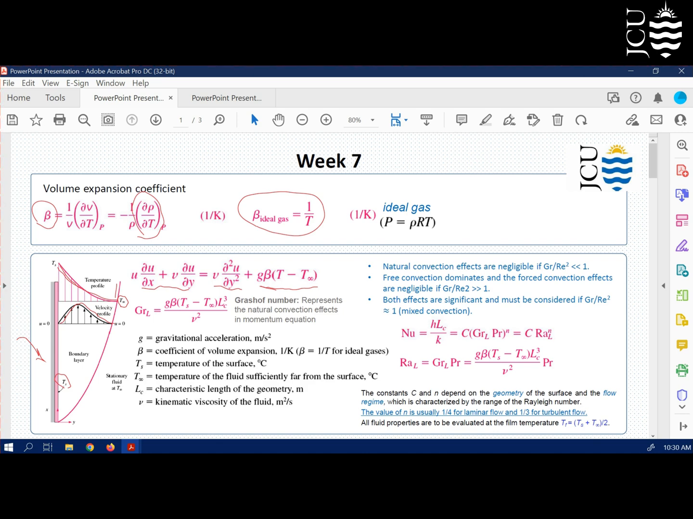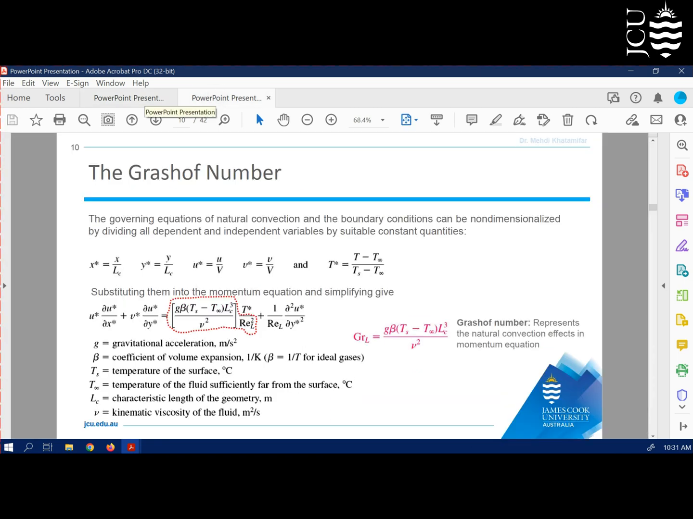And when we tried to solve this partial differential equation, we reached the dimensionless number, which we called the Grashof number, which was g beta delta T characteristic length cubed divided by kinematic viscosity to the power 2. And how did we get that? Basically, that Grashof number was the coefficient of dimensionless temperature, divided by Reynolds number to the power 2. So we had this Grashof number divided by Reynolds number squared as a coefficient of dimensionless temperature.